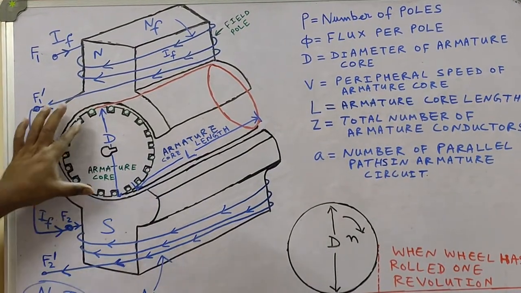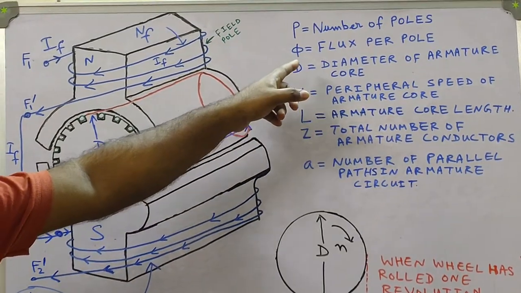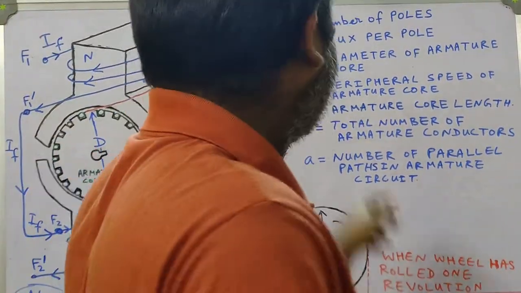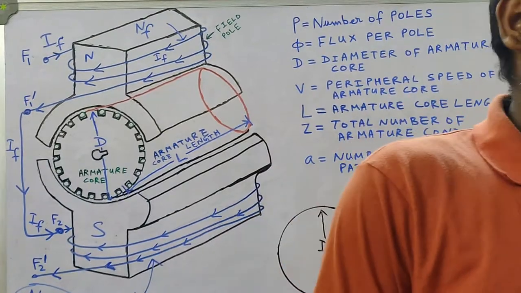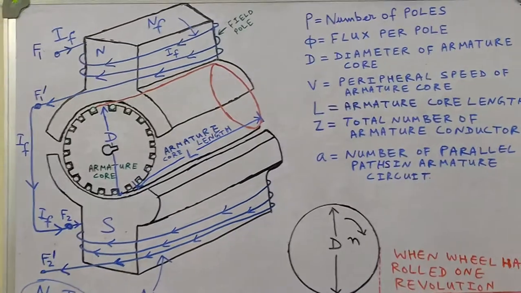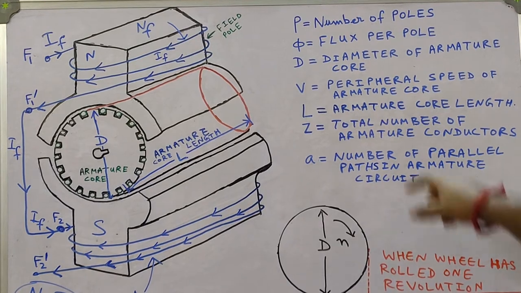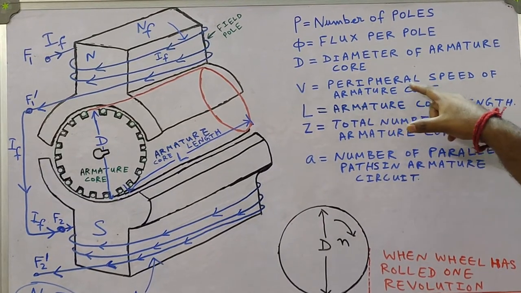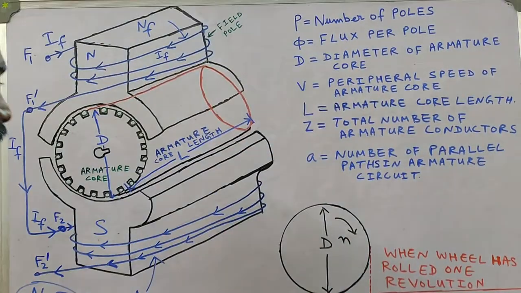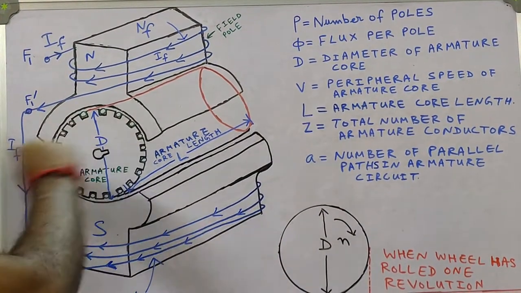Okay, now let us make ourselves clear regarding the nomenclature. What are the symbols? The diameter of the armature core is denoted by capital D. What is phi? Phi is flux per pole. What is P? P is the number of poles. Please remember that here P is not the pair of poles. There is a scope for confusion or mistake between the terms pair of poles and number of poles. So here I have clearly written it is the number of poles, not the pair of poles. What about V? V is the peripheral speed of the armature core, or you can say the tangential speed.